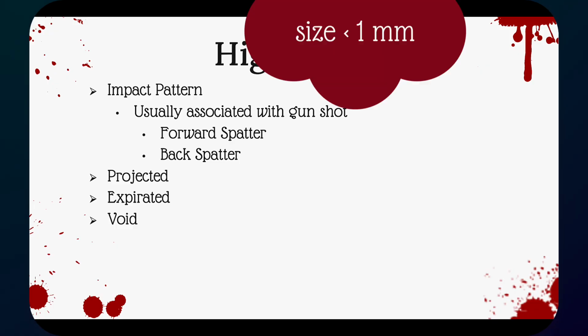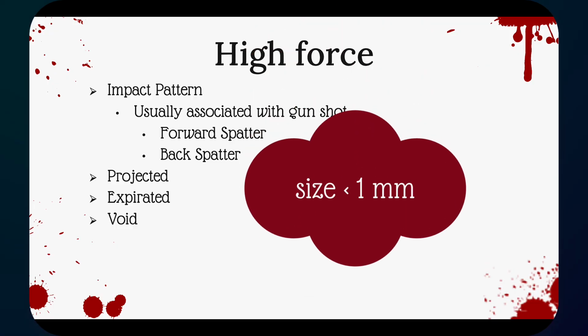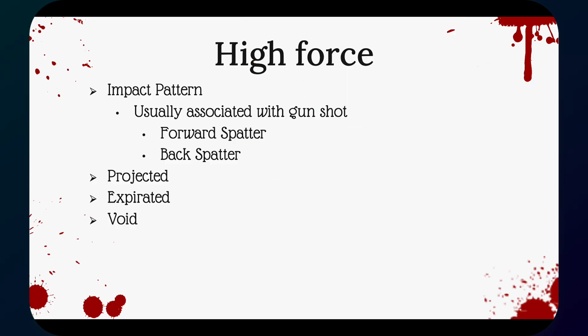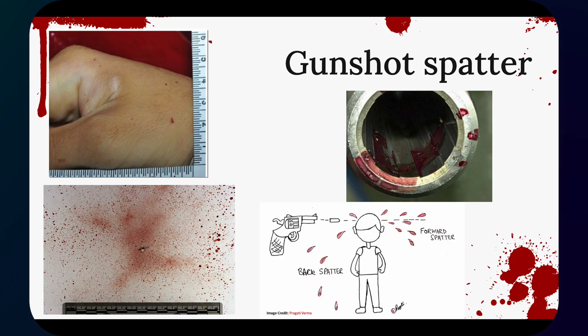The spatter is much smaller in size and can be varying in shades of color. Other high-force spatter would include projected spatter, expirated spatter, and then voids are part of that, which we'll talk about in a second. Gunshot spatter is fine forward spatter from an exit wound and back spatter from an entrance wound. Forward spatter basically is blood droplets that are projected away from the impact, and back spatter is blood droplets that are projected toward the impact.